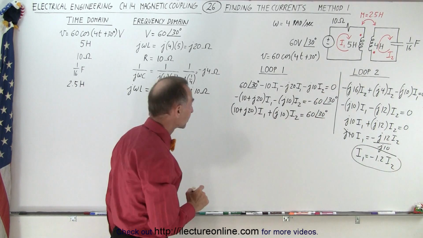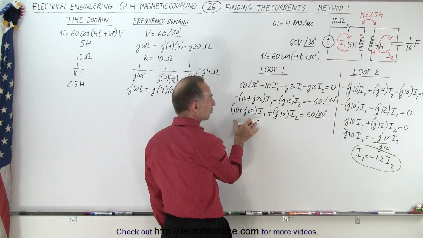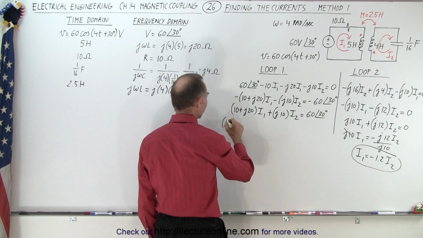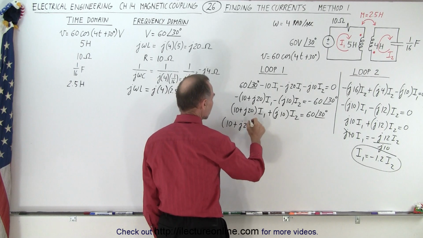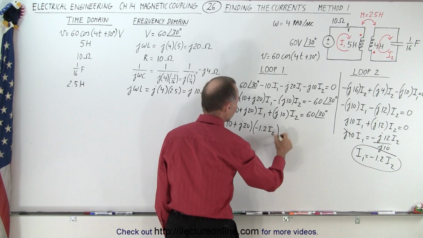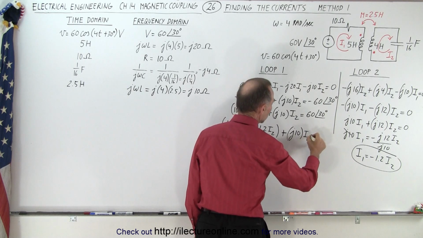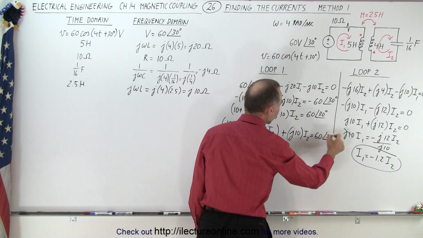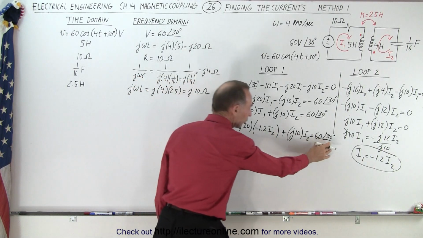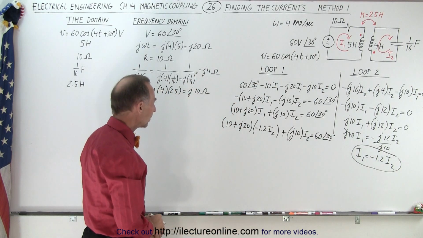There we go. So now that I have this relation between I1 and I2, I can plug that back into my equation over here, and I can replace I1 by negative 1.2 I2. So here I have 10 plus j20, instead of I1, I'm going to write minus 1.2 I2, plus j10 I2 equals 60 with a phase angle of 30 degrees. So now I have everything just in terms of I2, and I can solve for I2 in terms of the voltage, and then I can plug that in here to solve for I1. So that's the strategy we're using.